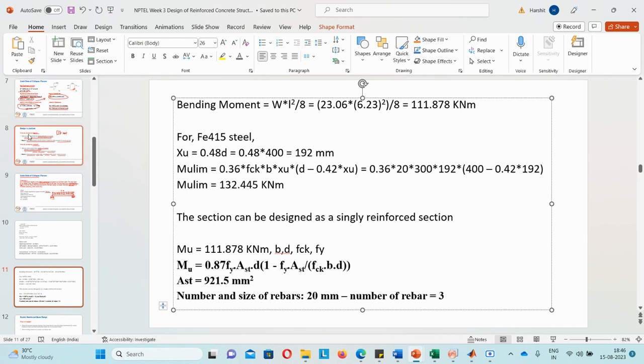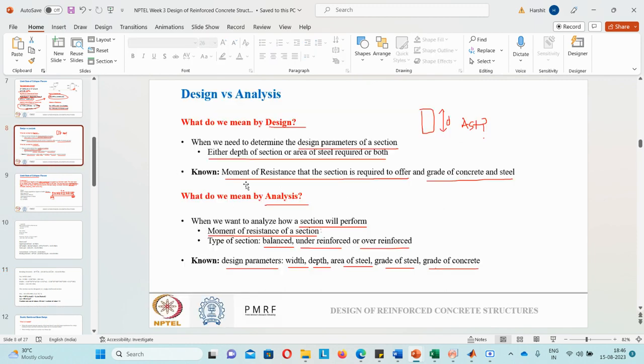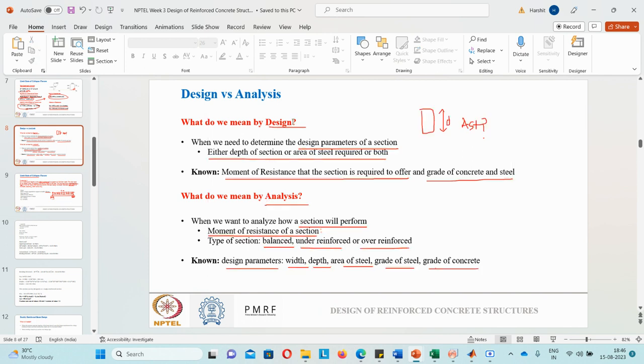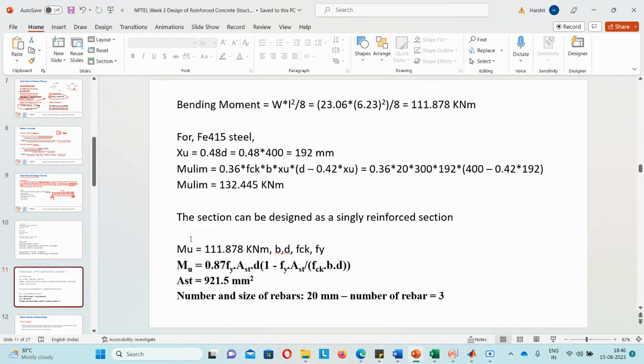See, there are two parts when we talk about this. Right now we are designing a beam, not analyzing a beam. So once we have designed a beam, then we can analyze.